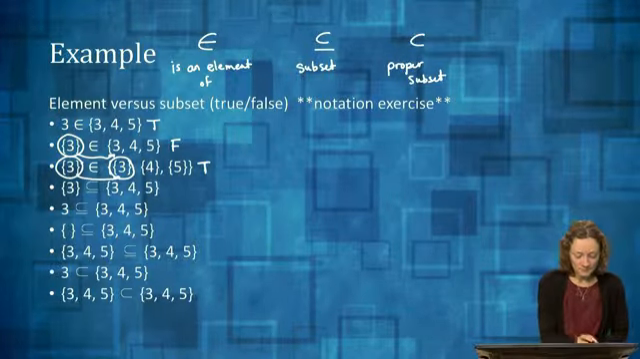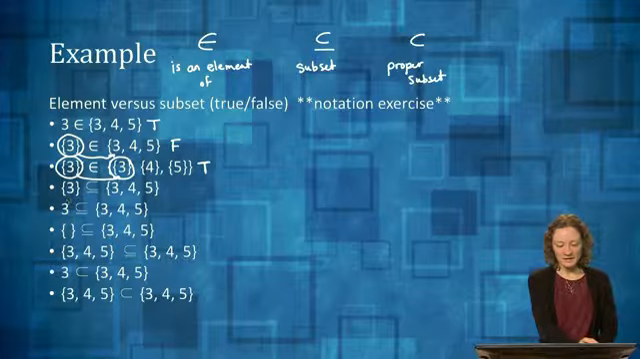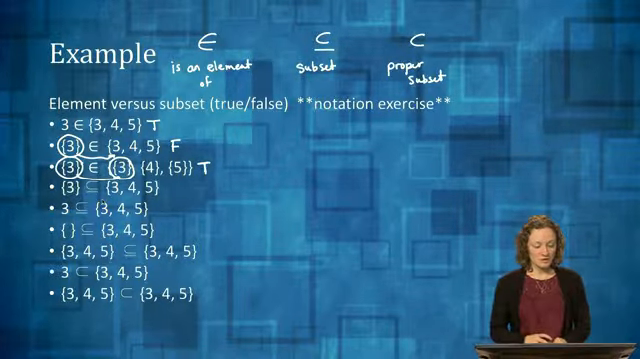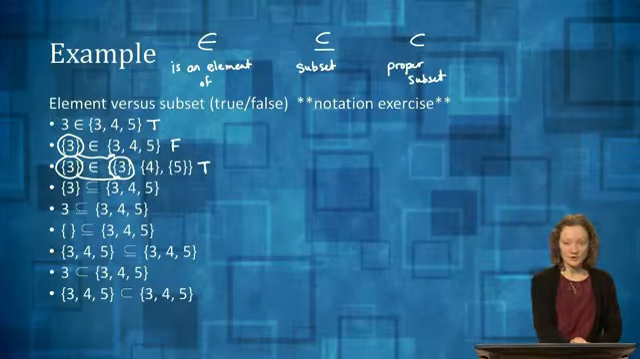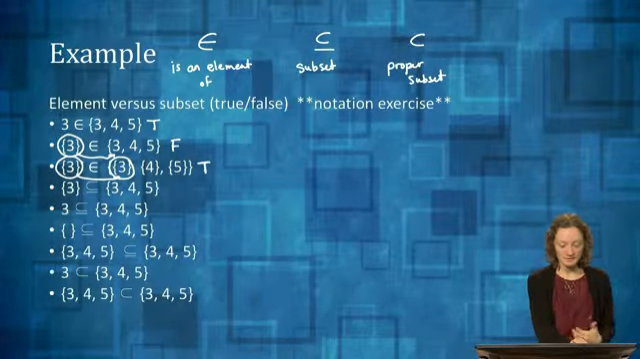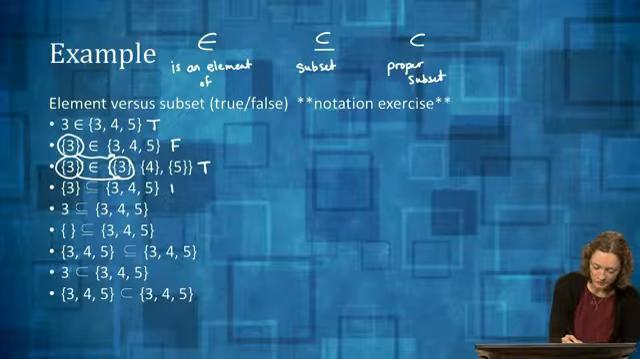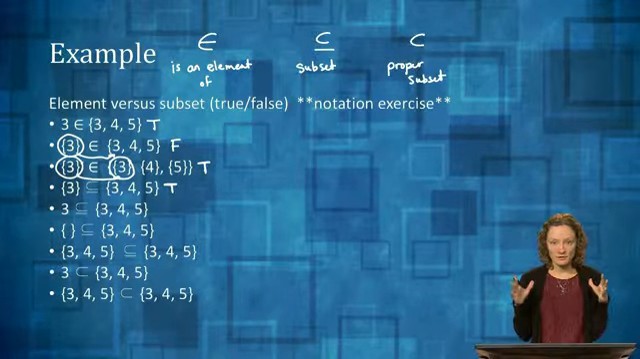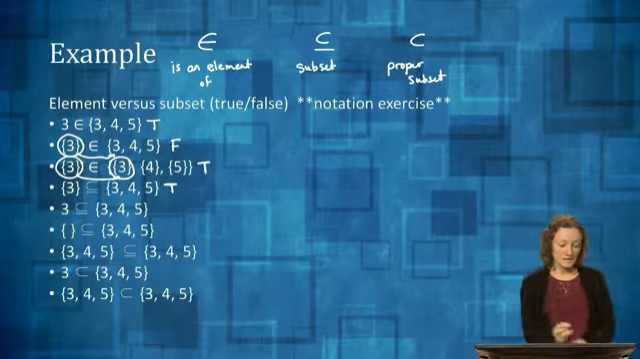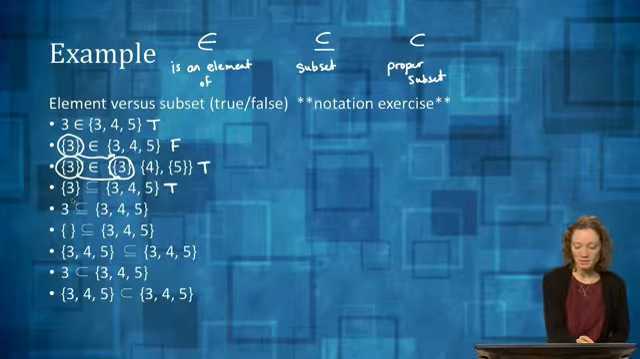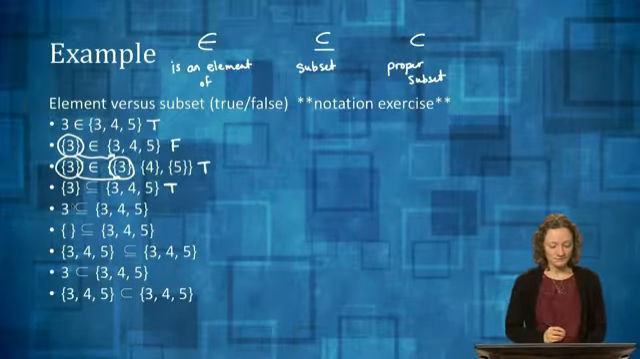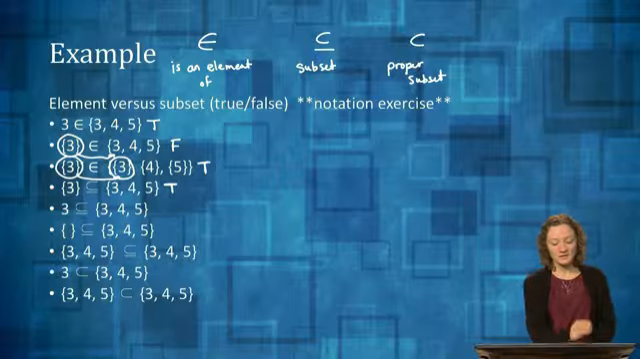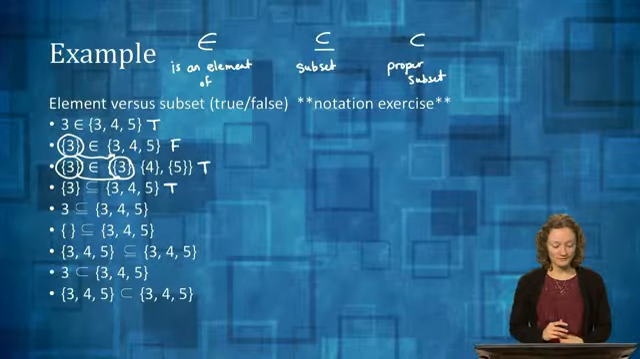The next one, we have the set containing 3 is a subset of the set containing 3, 4, 5. So are all the elements in this set also elements in this bigger set? The answer is yes, so this is true. One way to take the items in that set of 3, 4, 5 and hand them out is to hand out just 3. So this is one way to break that down. It's a subset.